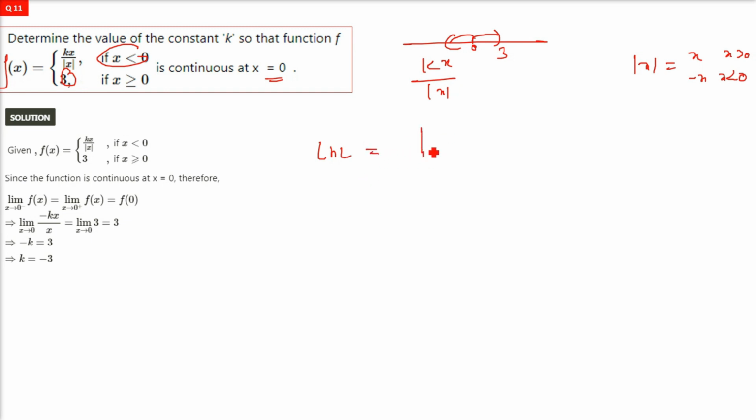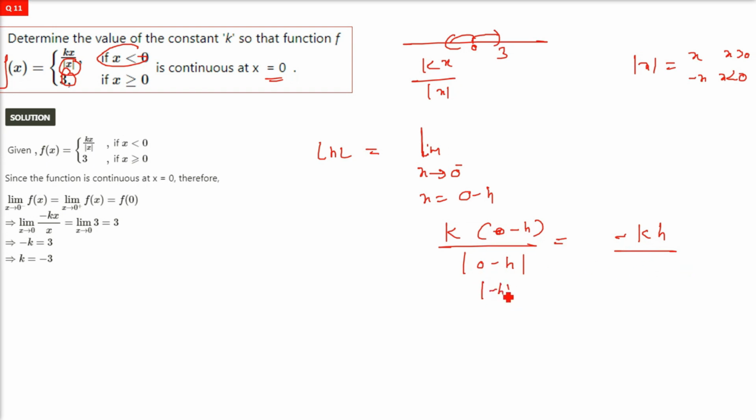Let's find out the left hand limit. X tends to 0 minus, or you can say 0 minus h. X equals 0 minus h we will put. This is how we write. So this is k into 0 minus h divided by mod of 0 minus h. We already know x is less than 0, so mod x will be negative x. Since we are using 0 minus h with modulus, the numerator will be minus k into h. The denominator, since it is minus h, the modulus will always give you a positive sign for a negative one. So it will be h.